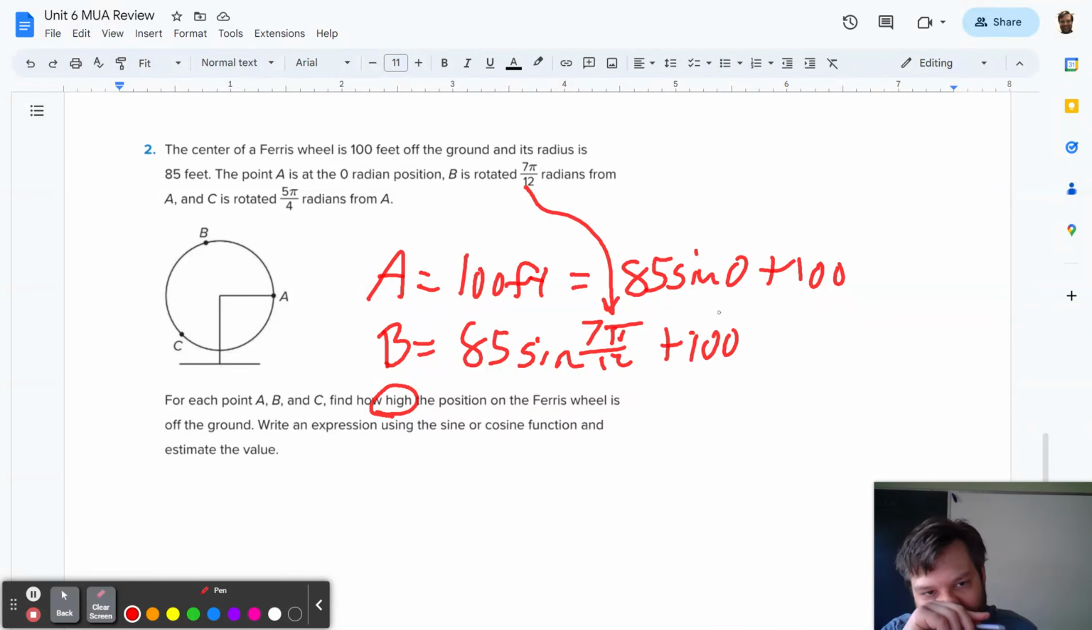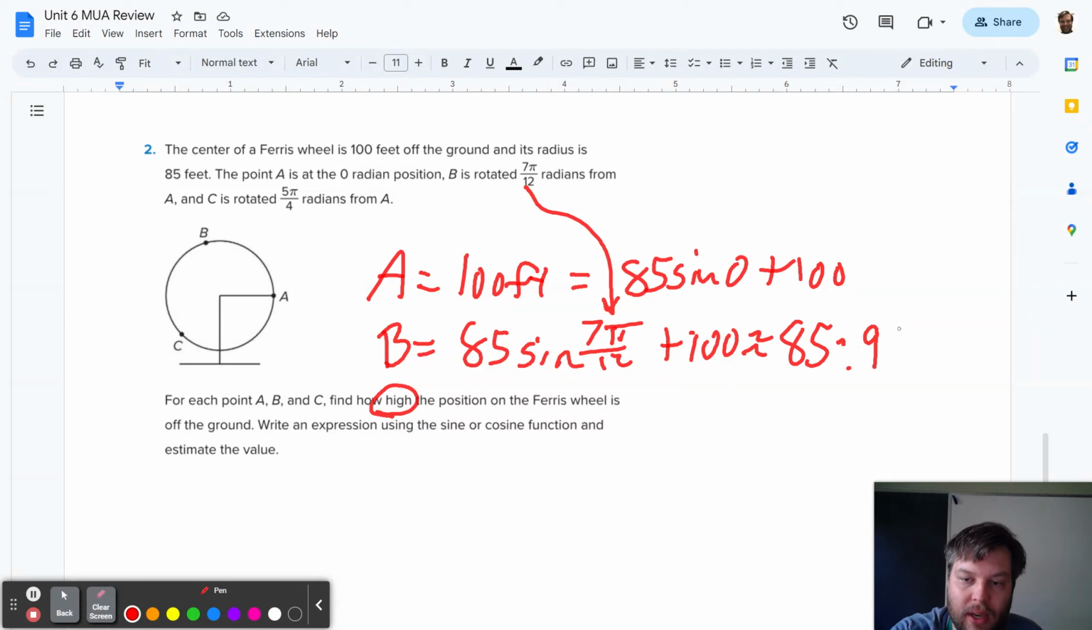Now 7 pi over 12 is not on the unit circle. I know that it is a little bit smaller than 1. I also know it's a little bit bigger than 0.86, because 0.86 is the square root of 3 over 2 value. So I'm just going to guess 0.9. And so I'm going to estimate this as 85 times 0.9 plus 100.